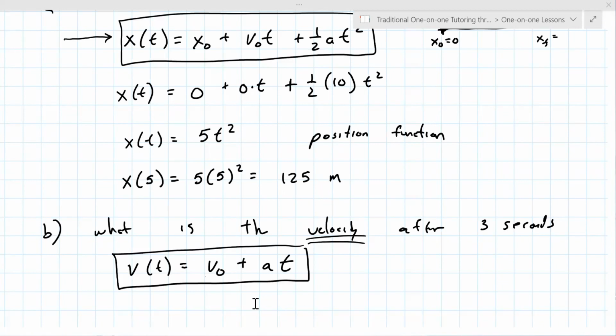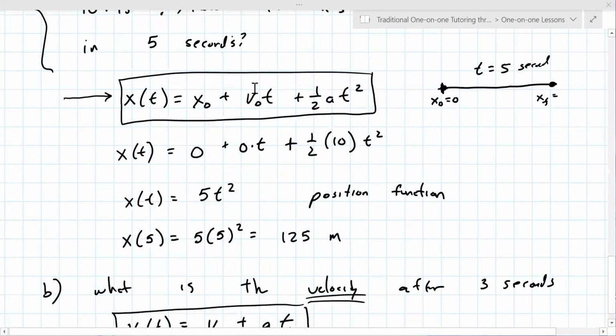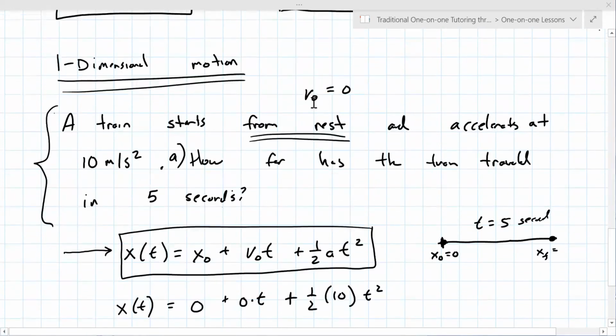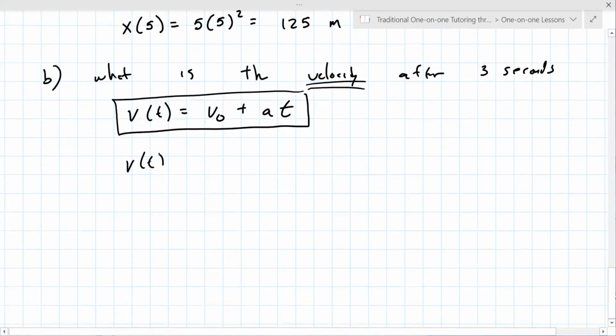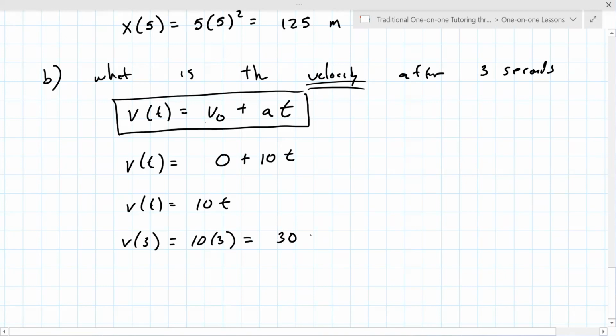Okay, so what is the initial velocity from the previous part of the problem? The initial velocity is 0. So V of t equals 0 plus the acceleration, which is 10 t. So V of t equals 10 t. So in 3 seconds, the velocity is 10 times 3, which is 30 meters per second.